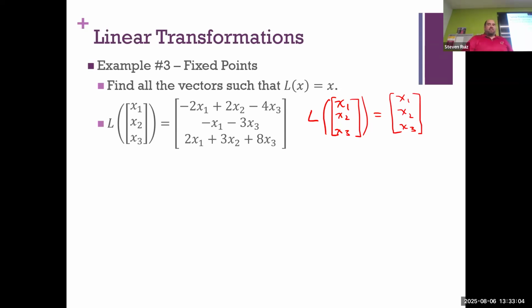But any ideas how to start looking for these kind of things? Find what A is. We can find what A is. How do we find A? A would just be all the values. Okay. What's the order of this matrix going to be? Better be 3 by 3, because I'm taking in 3-dimensional vectors, I'm mapping them to 3-dimensional vectors. Should look like this: 2, 2, -4, -1, 0, -3, 2, 3, 8.